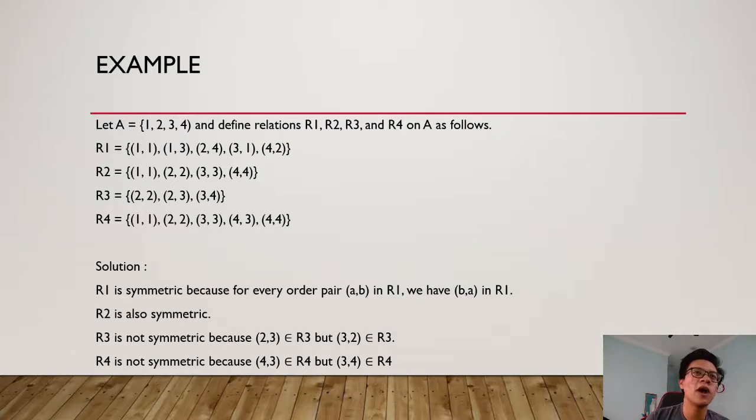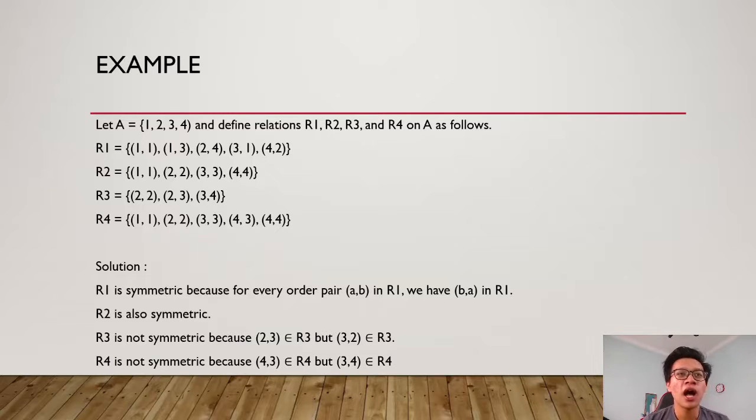For example, A is {1, 2, 3, 4}, and we define relations R1, R2, R3, and R4. R1 is (1,1), (1,3), (2,4), (3,1), and (4,2). For R2, we have (1,1), (2,2), (3,3), and (4,4). R3 we have (2,2), (2,3), and (3,4). For R4, we have (1,1), (2,2), (3,3), (4,3), and (4,4).